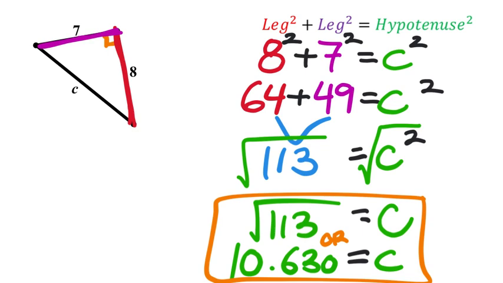Yeah, so if by chance you had these switched as well, it's not going to matter, especially because of the order of operations, right? 7 to the power of 2 plus 8 to the power of 2. Yeah, you'd still get the square root of 113 there.